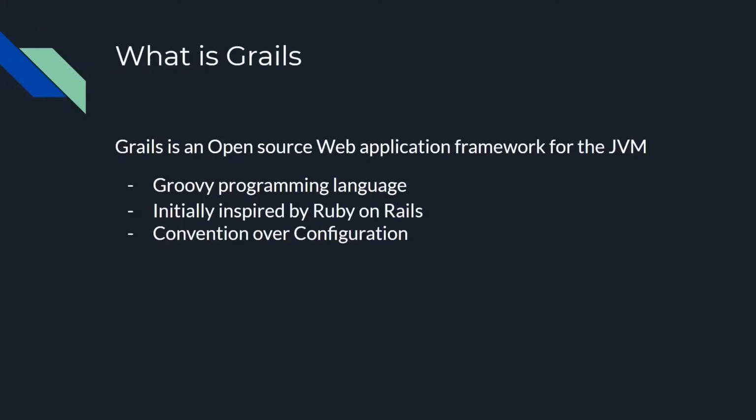So, what is Grails? Well, Grails is an open source web application framework for the JVM that uses the Groovy programming language. Grails was initially inspired by Ruby on Rails for its convention over configuration approach towards programming.